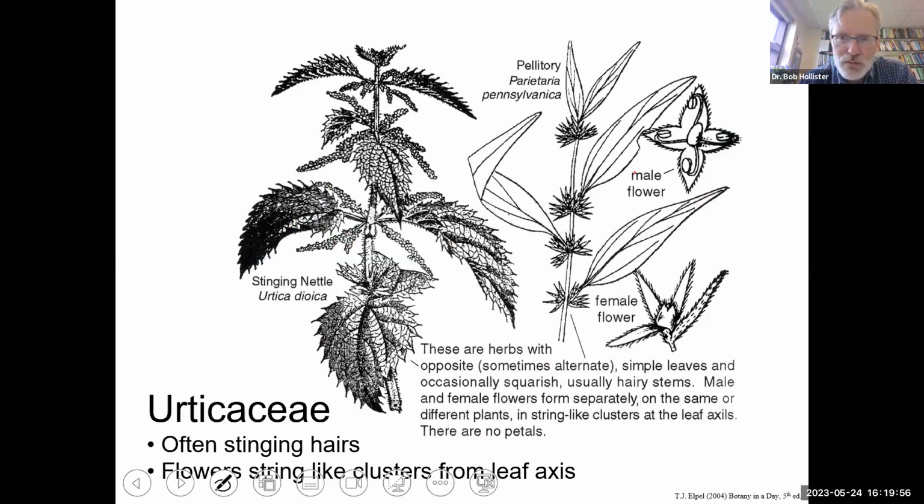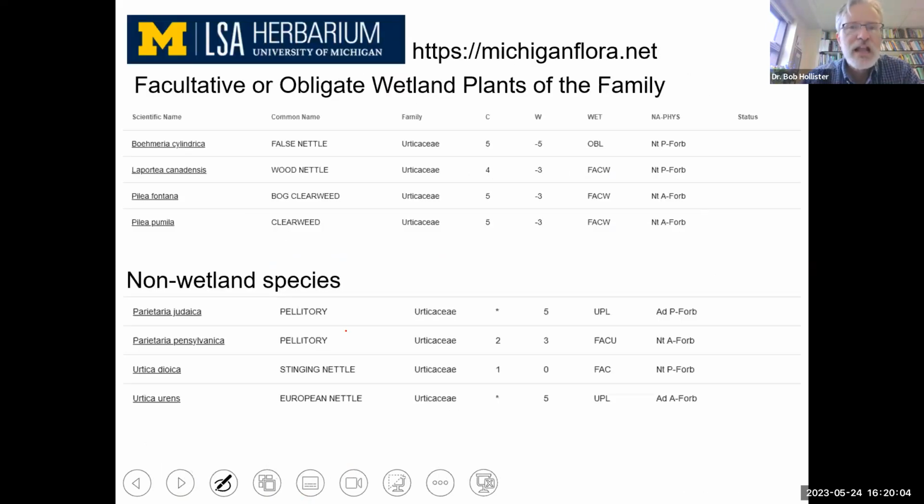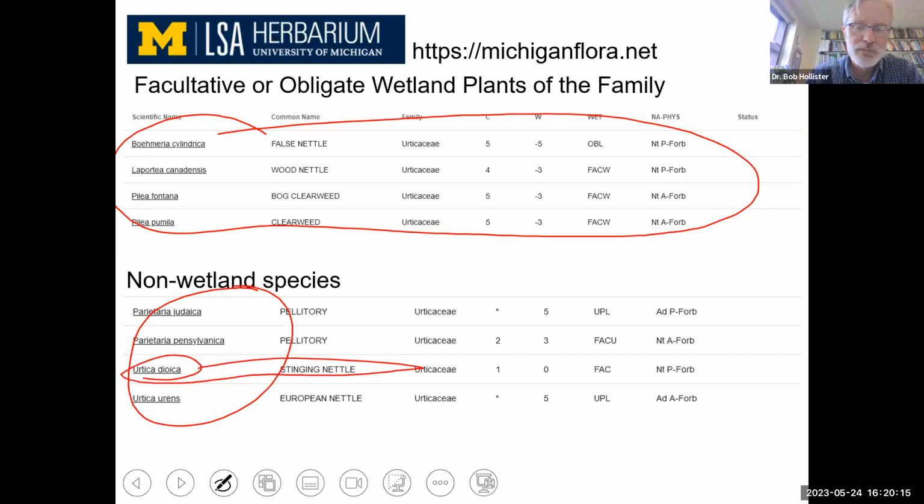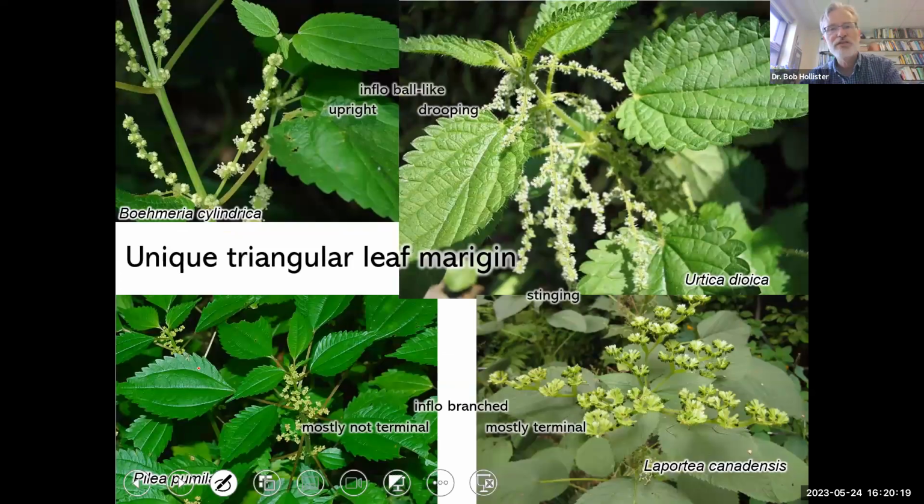Oftentimes they've got these 3 veins. It would be better with a picture. There's 4 really common wetland ones, and then there's a handful of non-wetland ones. I'm going to point out the stinging nettle because it's so important. It's so common. So here's the 4 that I teach in my course.